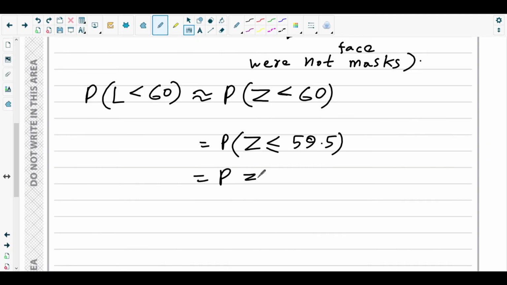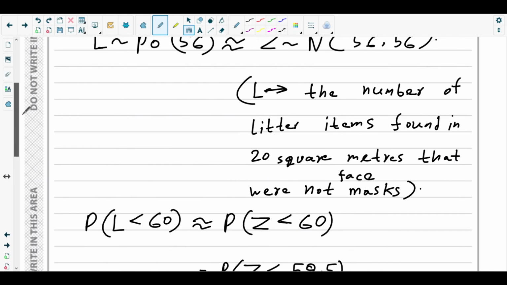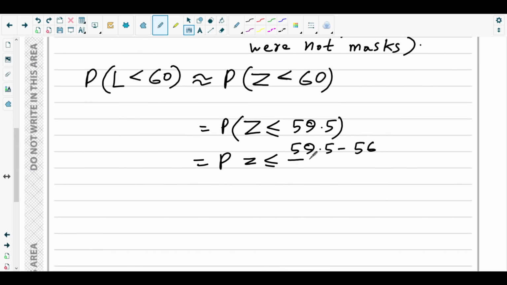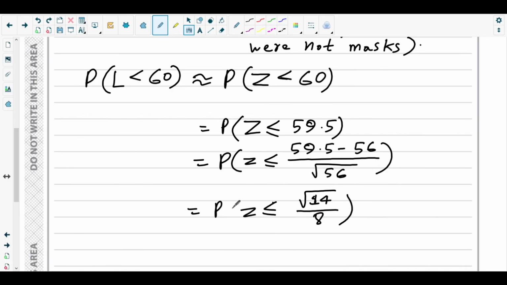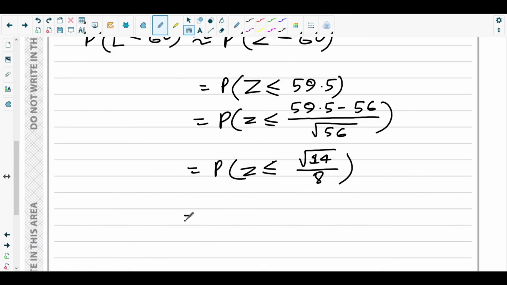So now standardize, because we need to find the probability using normal distribution. So 59.5 minus mean 56, over the standard deviation, square root of 56. So z less than or equal to 59.5 minus 56 over square root of 56. This is basically square root of 14 over 8. Now we need to find that probability. It is basically 0.468.